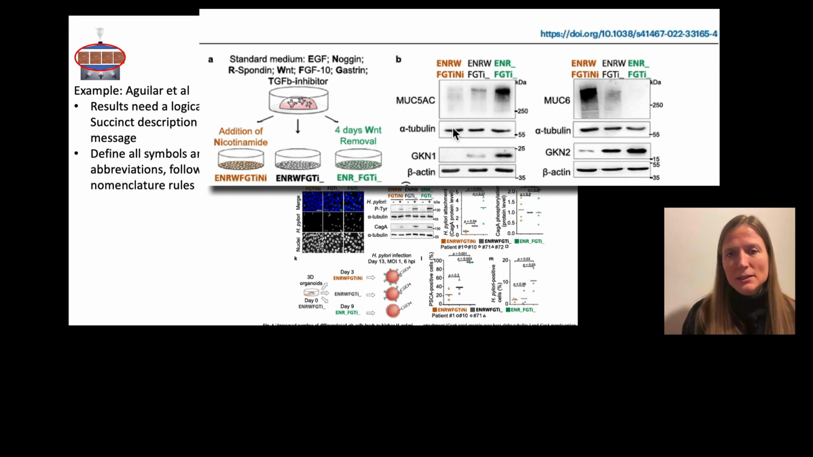And this here is clearly a Western blot. I have the kilodaltons here. Here I have the sizes, and this indicates which band this is, because of the antibody stain.